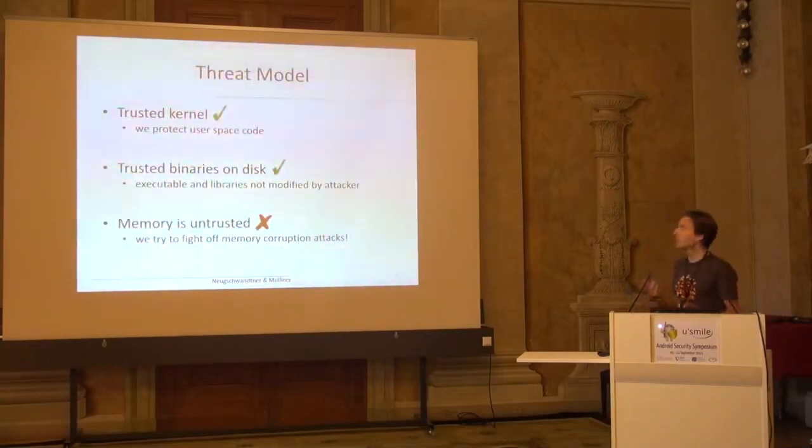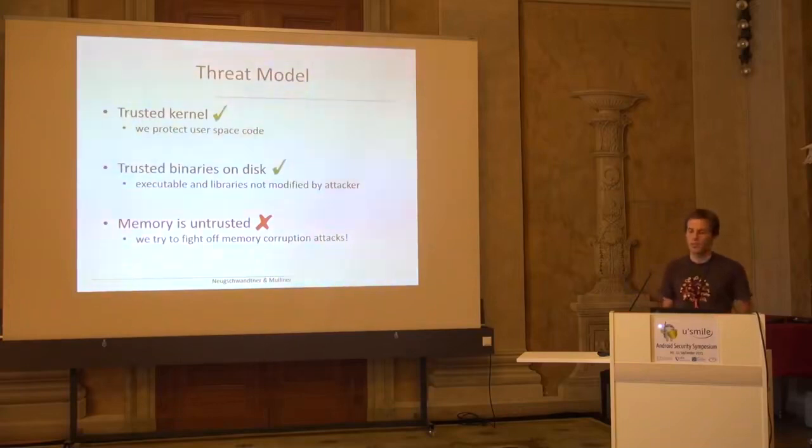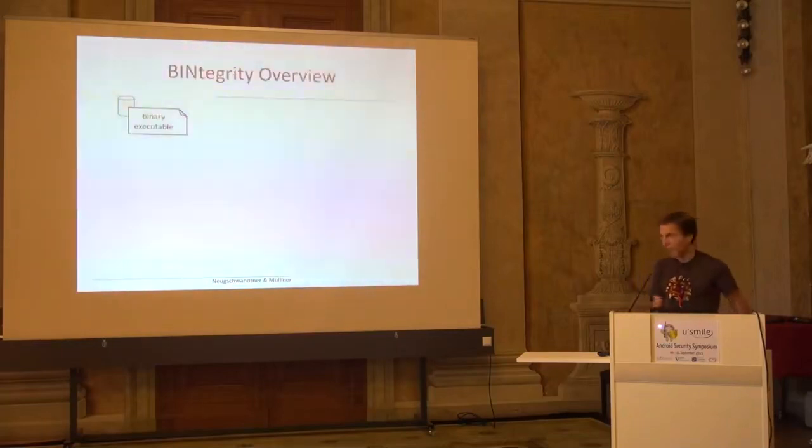If you take a look at the threat model that we take into account, what we assume is that we have a trusted kernel, so we protect user space code basically. We trust all the binaries that are stored on the disk because, of course, they are basically our ground truth. And we assume that the executables and libraries are not modified by an attacker. However, the memory, so basically the process runtime state, is untrusted, because we would try to fight off memory corruption attacks.